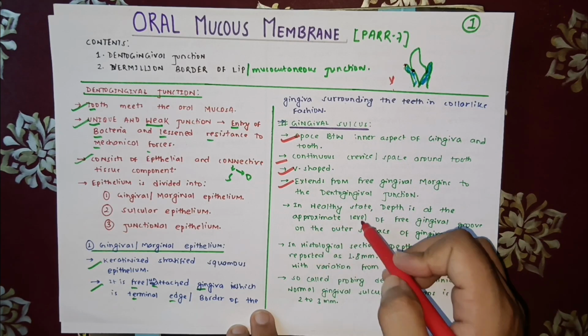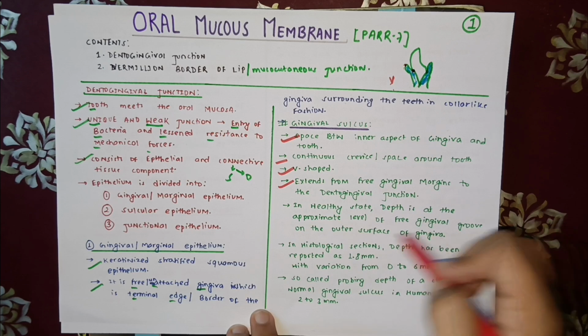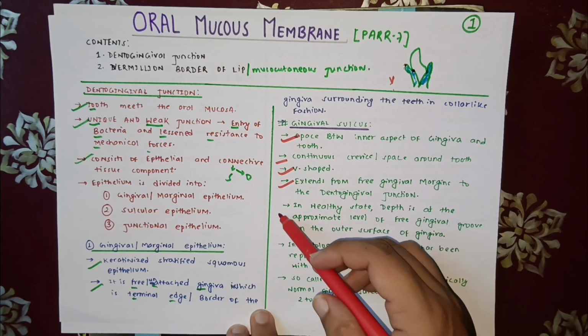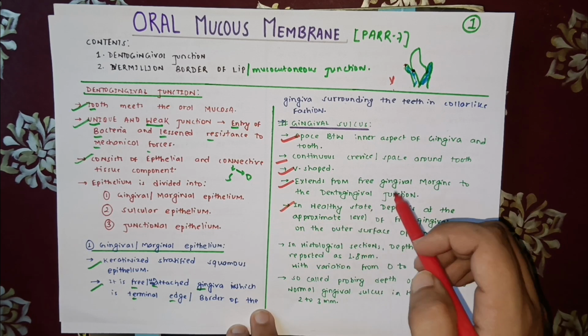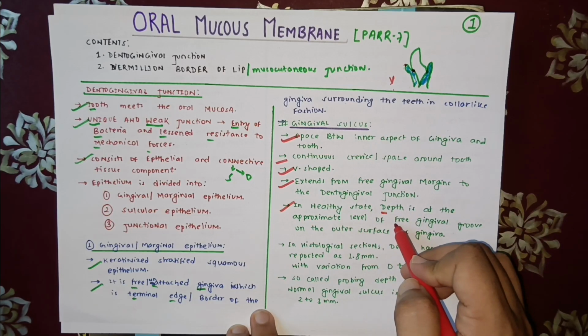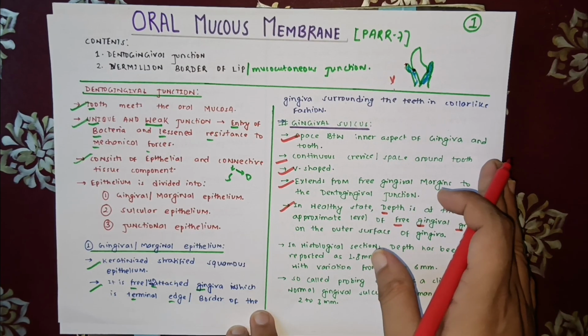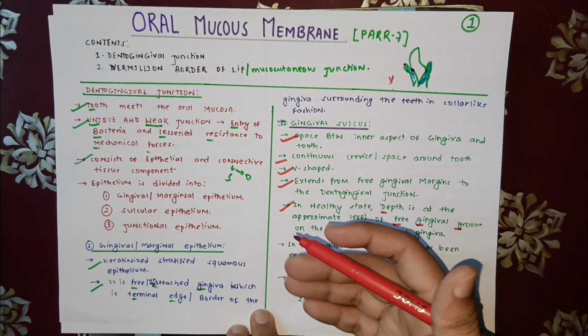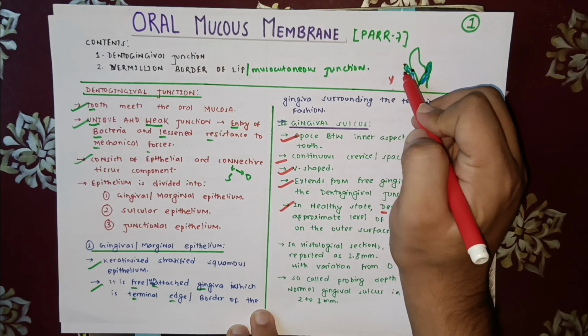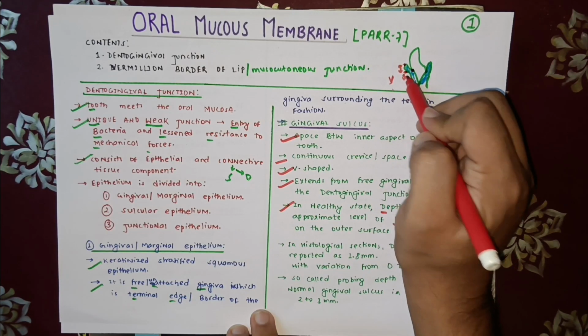After that, in a healthy state, the depth is at the approximate level of the free gingival groove on the outer surface of the gingiva. In a healthy or normal state, the depth is at the approximate level of the free gingival groove. This free gingival groove is the groove between the free and attached gingiva. If this is the free gingiva, then this is the attached gingiva.